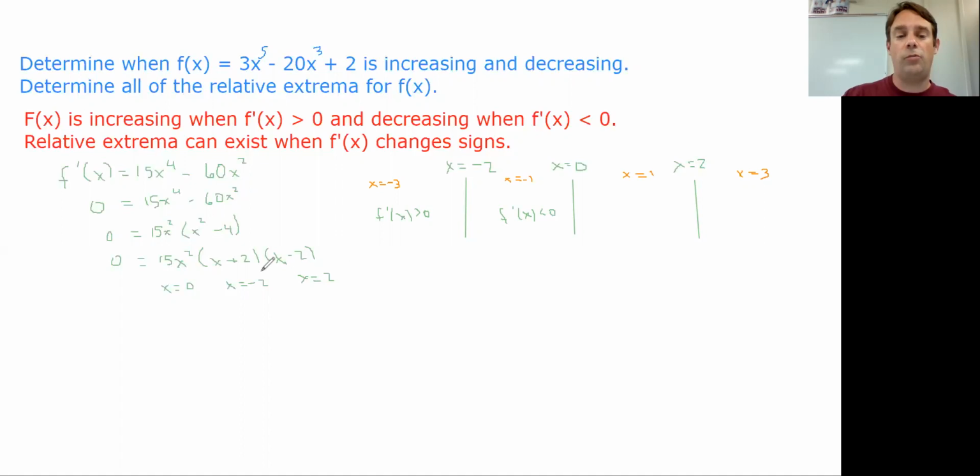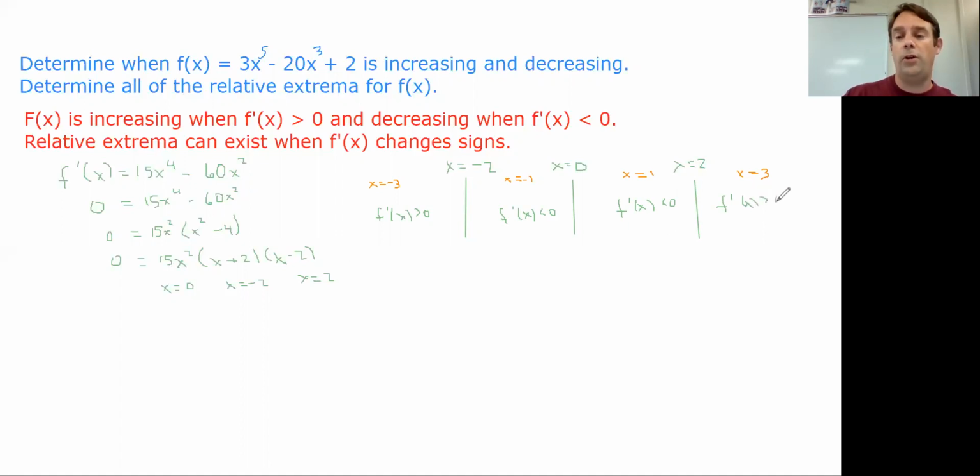If I plug +1 in there, hey, take a look. Still negative. It didn't change signs. That means there's no relative extrema. When I get there, there's no relative extrema at 0. There was nothing going on there. If I plug 3 in there, it would change signs.